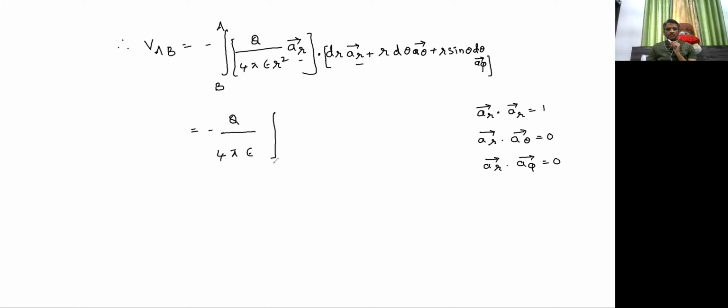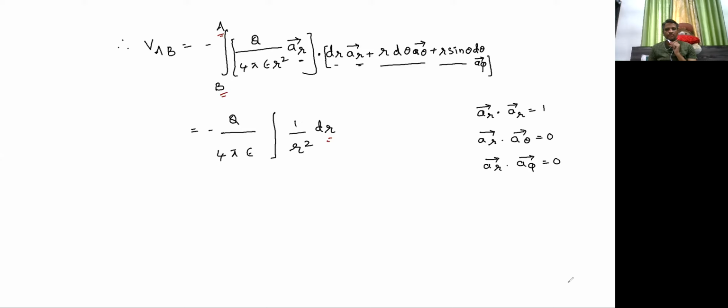Now integral, let us try to write what is this B and A. But what is left here? AR dot AR is only 1, remaining will become 0. This we don't require. Now what is left here is 1 by R square. AR dot AR is 1. Here what is left is dr. Okay. Now integral here is with respect to R. So the limit here is lower limit is B and upper limit is A.